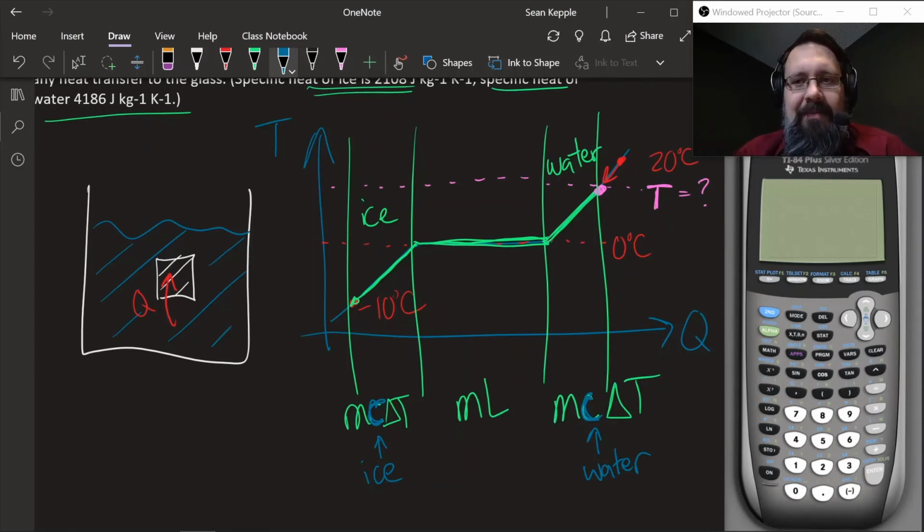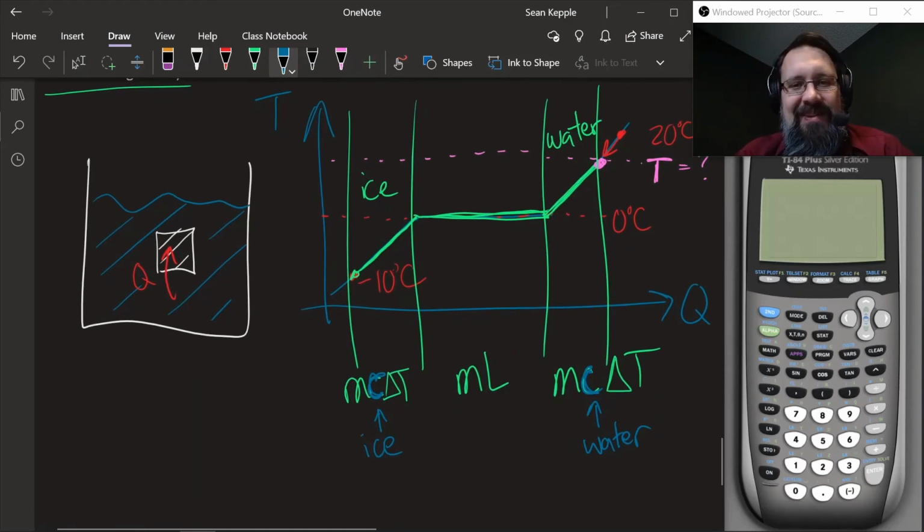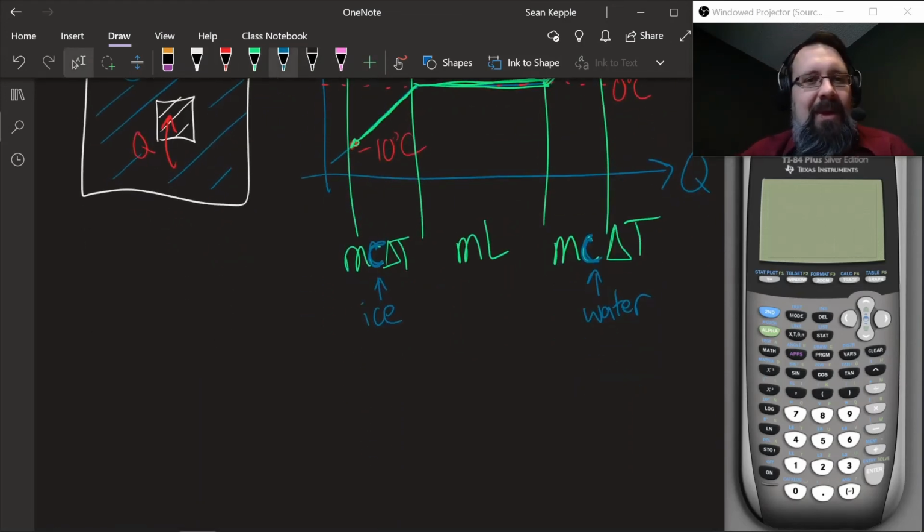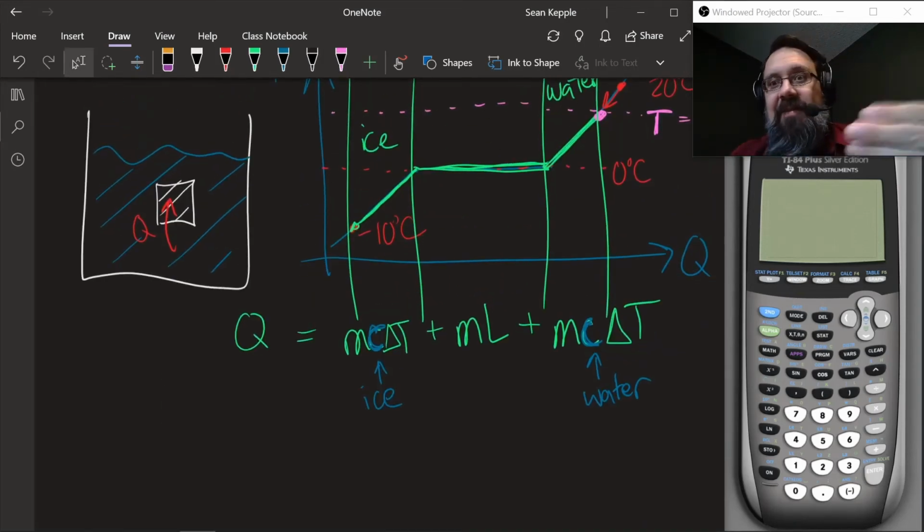So that's the plan. We're going to just start calculating this out. All right, let's do it. Okay, so we know that the total of all of this is going to be equal to Q, which is the energy that the water has given to the ice cube. And that Q is also going to equal the negative of what the water is losing. We're going to have to take all of that into account by the time we're done here.